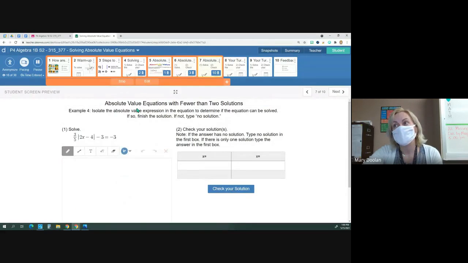This says absolute value equations with fewer than 2 solutions. Example 4, isolate the absolute value expression in the equation to determine if the equation can be solved. If so, finish the solution. If not, type no solution. So that's what we just did on the last one. It turned out that we couldn't solve it because we got something that didn't make any sense. Absolute value can't be negative. So let's see what happens with this one.